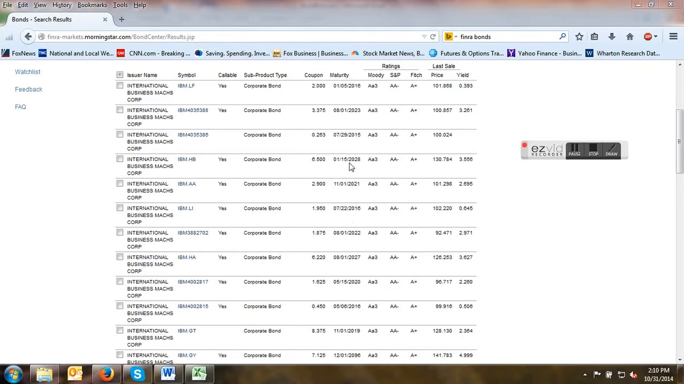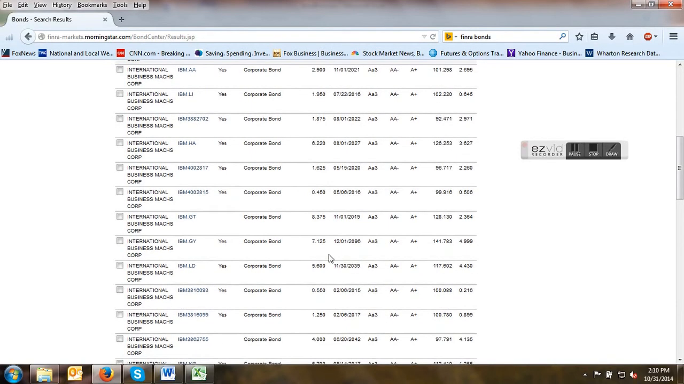As I'm looking at these bonds, we have this one right here, IBM HB, that has a yield of 3.556. It matures in 2028. We have this bond right here, GY, that's going to mature in 2096, way far away. And this bond LD that's going to mature in 2039. So you're kind of looking through here.